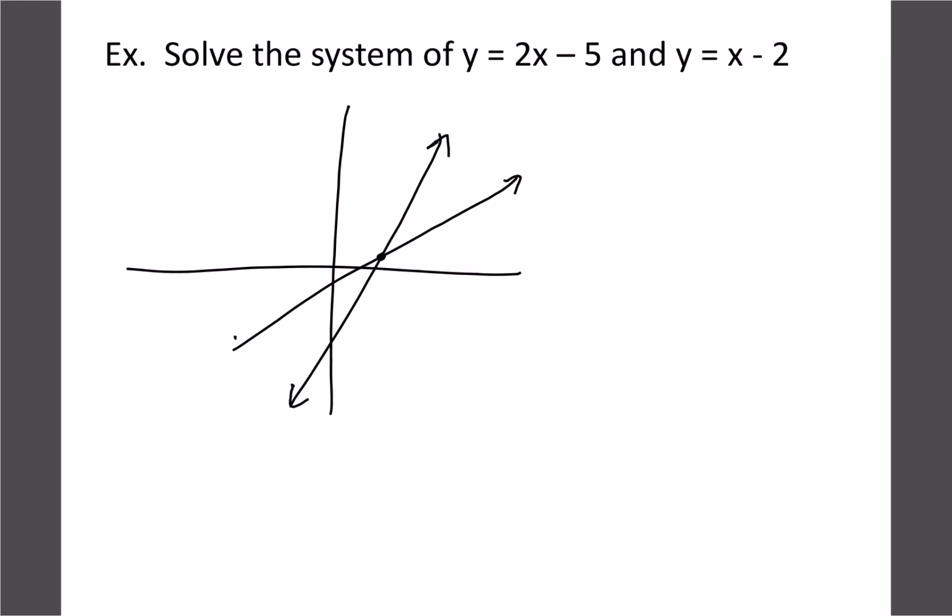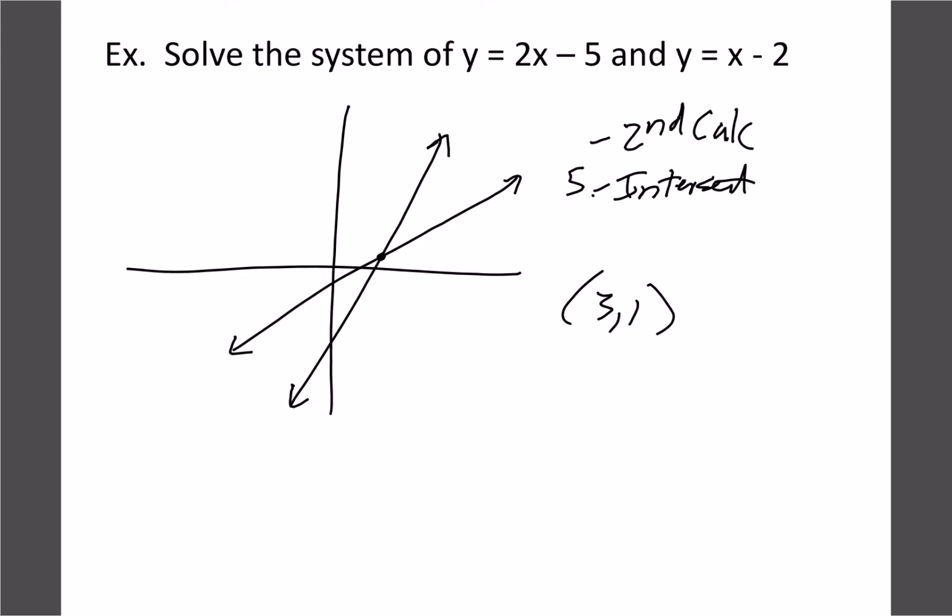Once you have your graphs, you can see that there's one solution, and what you want to do on your calculator is go to second calc, choose intersect, which is number 5. If you move your cursor near the intersection point, just hit enter a few times, and your calculator will give you that intersection point, which in this case turns out to be 3, 1. So that means when x is 3, y equals 1. If we plug those into our original equations, 3 for x and 1 for y, we would see that both equations are indeed true for that coordinate.